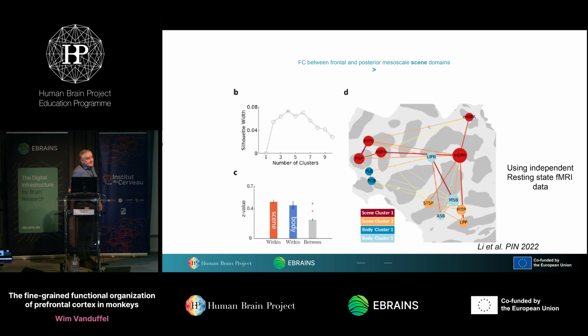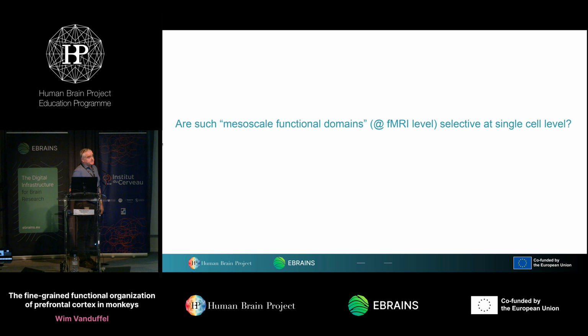occipital-parietal cortex, these scene patches show a higher degree of resting state functional connectivity than, for example, a scene patch with a nearby body patch. So there are at least partially segregated functional mesoscale networks. This is for bodies. We see the same thing when you compare scene mesoscale functional networks and face mesoscale functional networks.